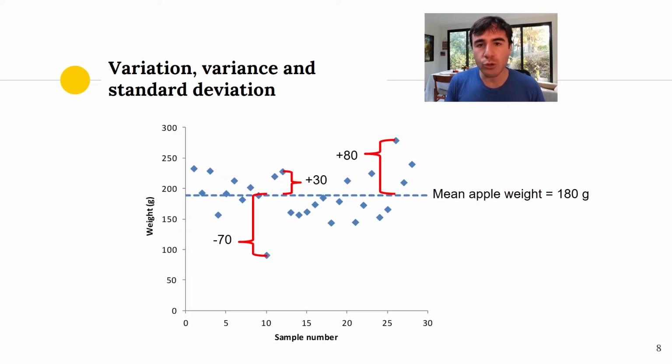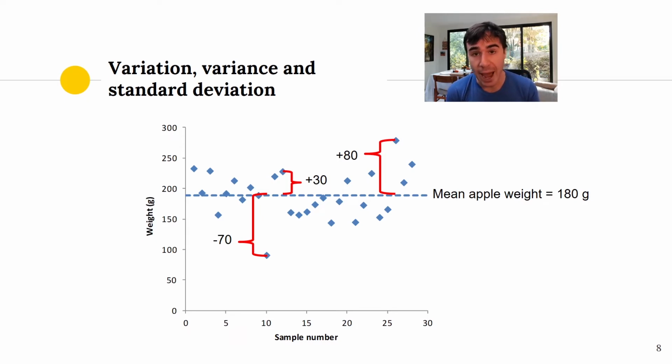So how do you calculate or measure variability, variance, standard deviation? I'm going to give you some equations in a little bit, but I want to illustrate the concept first here. So we have our sample of 28 apples. We weighed them. We have the average value of these apples, 180 grams. For every individual apple in our sample, we can calculate its deviation from the mean. So does it weigh more or less than the mean? So here we have an apple that weighs 70 grams less than the mean, another one that weighs 30 grams more, another apple that weighs 80 grams more than the average.